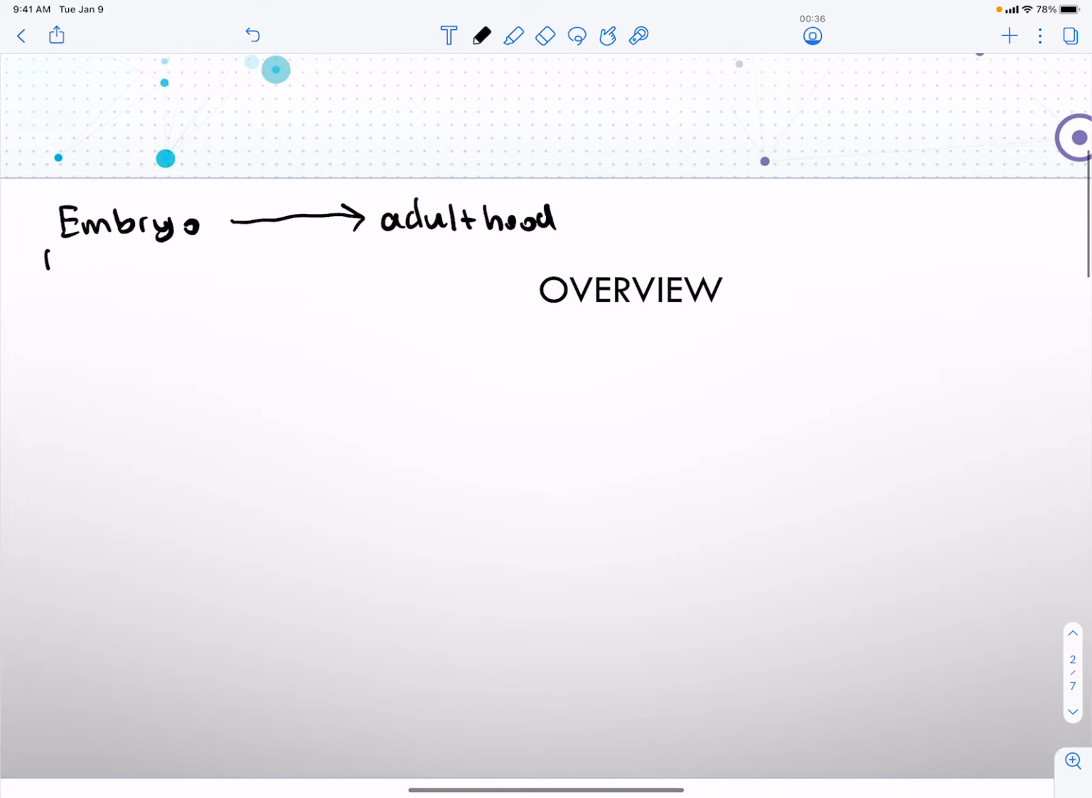And so in the embryo, it starts in the yolk sac, and then it moves on to the liver. And then after birth and in adulthood, it is the bone marrow that is the sole source of making your erythrocytes and granulocytes.